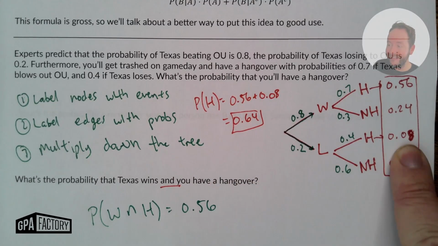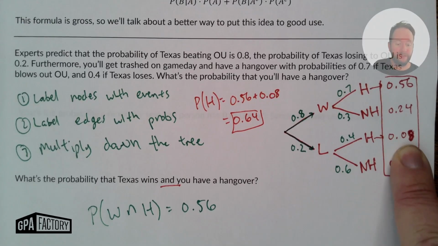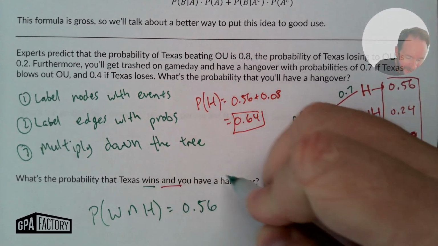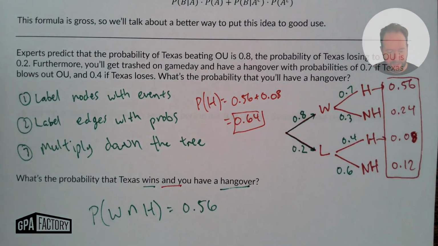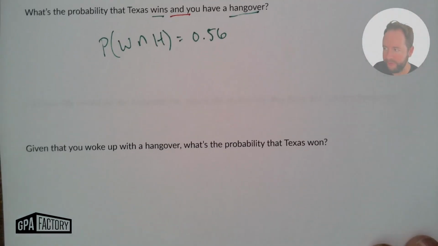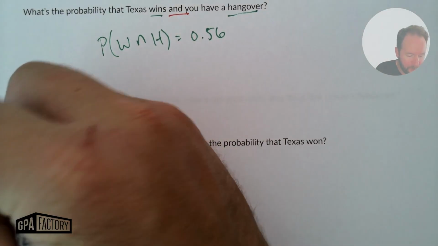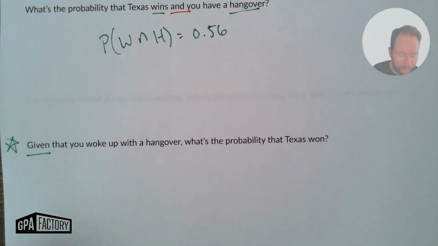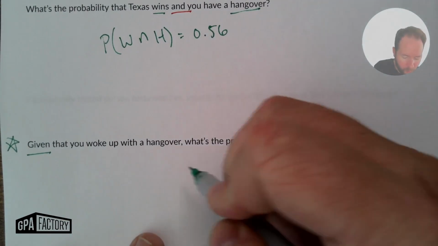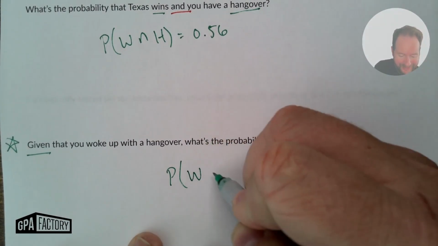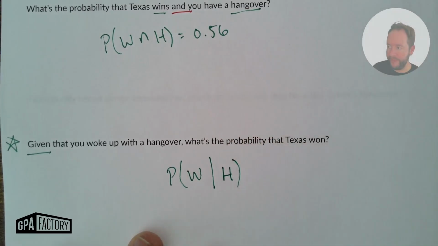I will not include the 0.08 here because that came on the heels of Texas losing, and I want Texas to win and have a hangover. Okay? And now we have the hard question. This is the question that uses Bayes' rule. This says, given you woke up with a hangover, what's the probability that Texas won? So they want to know the probability of Texas won given we woke up with a hangover.